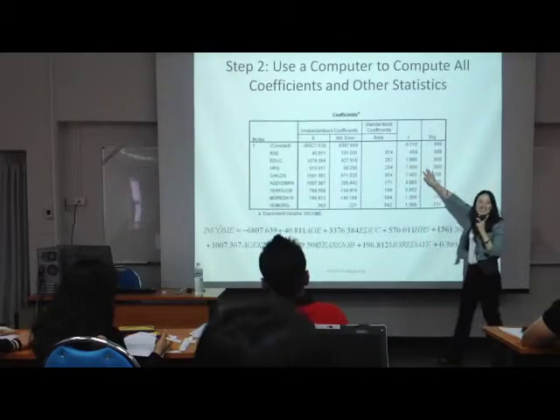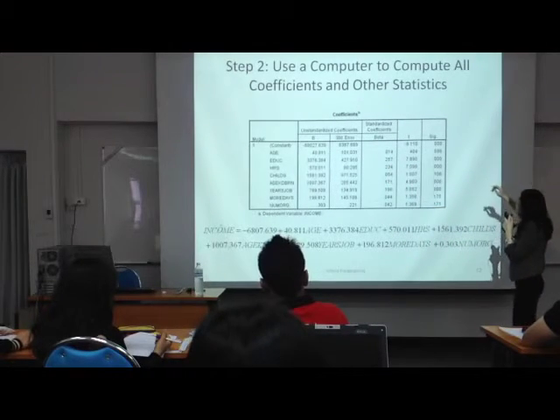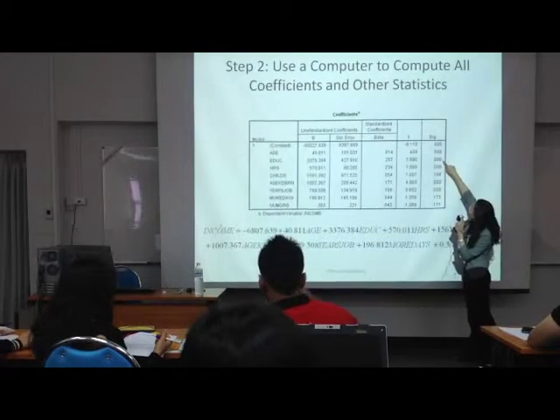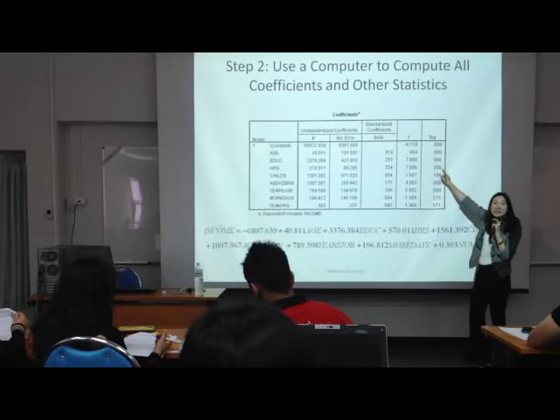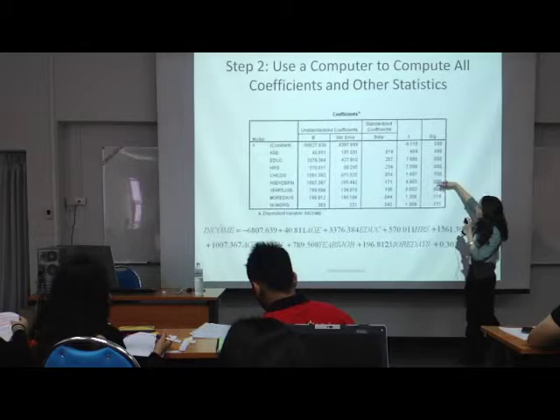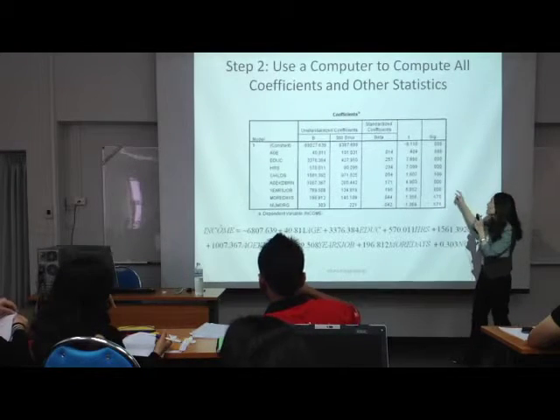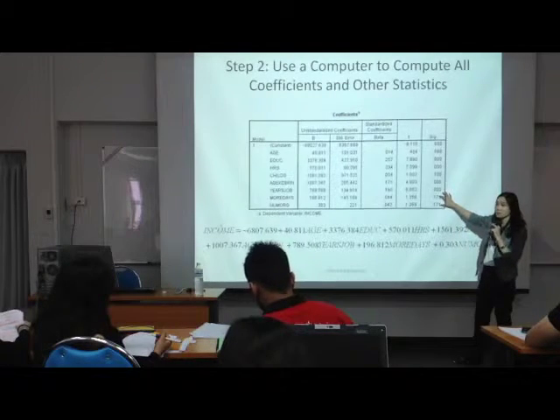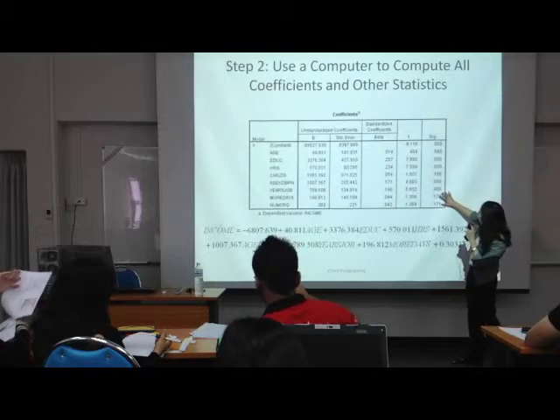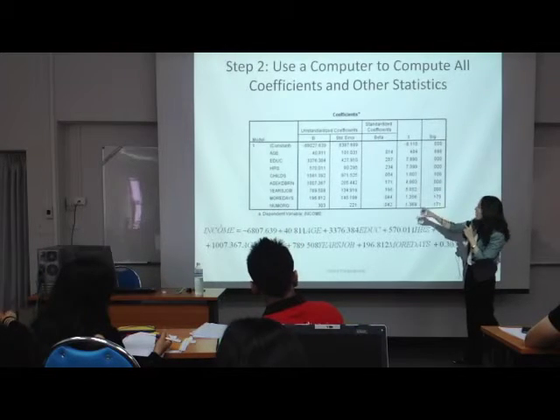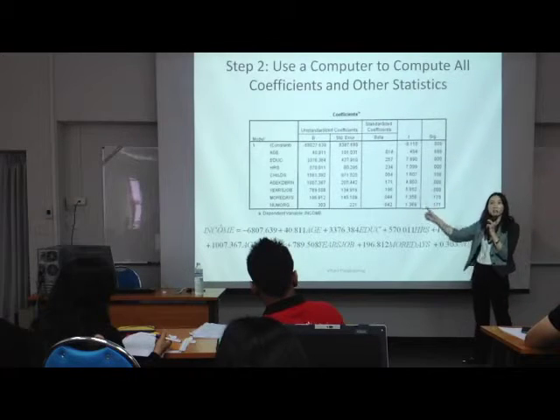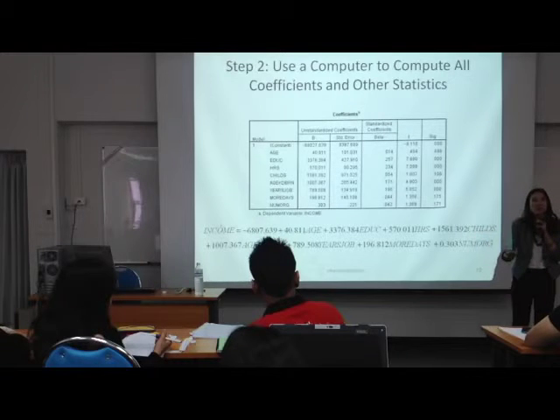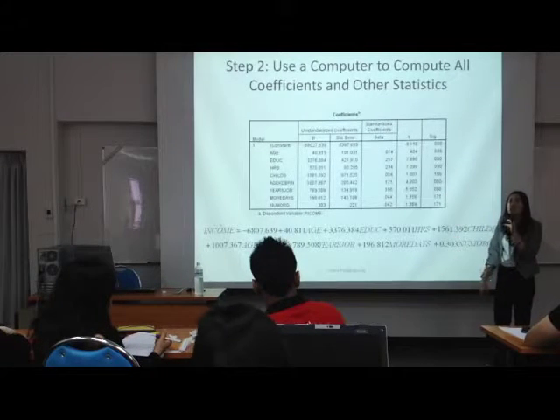Suppose that you got this table, right? You see that some of them have a p-value greater than 0.05. Some of them have a p-value less than 0.05, right? So basically, if you got a result like this, normally we remove the variable that is not significant, and then we refit the model. We have to refit the model to get the new estimates for all.